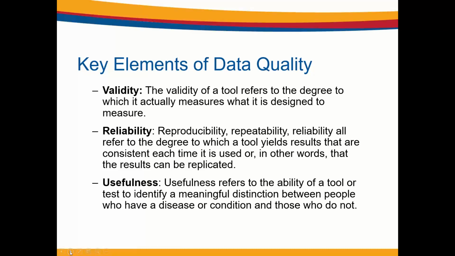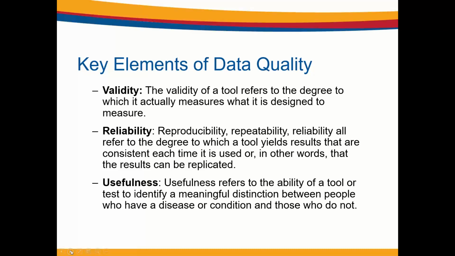So our three main categories for data quality that we used when we were looking at the level of evidence were, first, validity. The validity of a tool refers to the degree to which it actually measures what it's designed to measure. Essentially, is it asking the right questions? Is it looking at the right items? Is it looking for the right evidence to determine whether or not someone might be experiencing self-neglect or sexual abuse or financial exploitation? Then reliability, or reproducibility, repeatability, referring to the degree to which a tool yields results that are consistent each time it is used, or in other words, that the results can be replicated. Essentially, if two people both use the tool, are they going to come up with similar findings? Is it going to lead them to a similar conclusion about what is occurring with that individual?